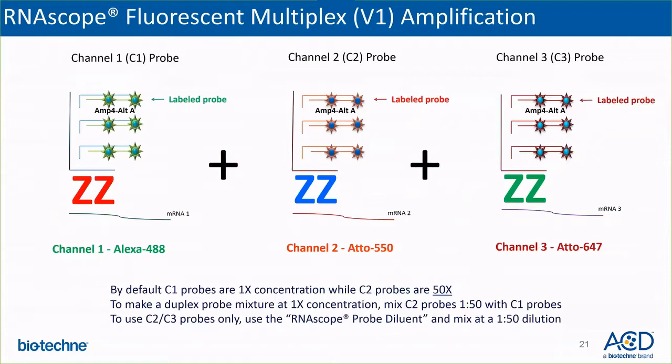Moving on with the multiplex fluorescent assay, this assay utilizes the same amplification system and is similar to the duplex chromogenic assay. Here, three independent amplification trees are built such that the C1, C2, and C3 probes will have their own amplification trees stemming from where the probe has bound to the mRNA transcript. The signal can then be visualized from three independent fluorescent label probes.